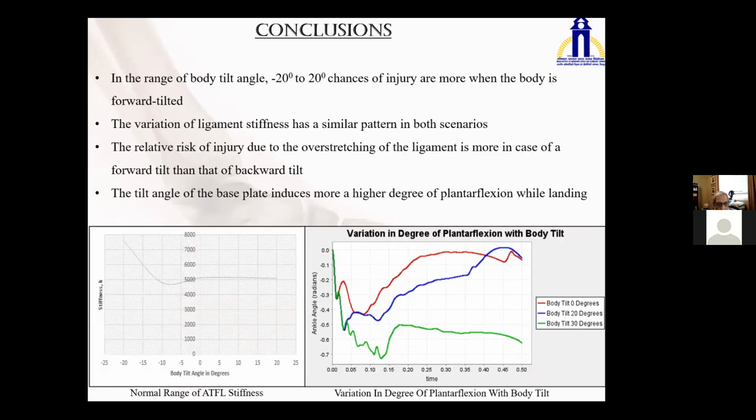This is our conclusion: in the body tilt angle range of -20 degrees to +20 degrees, the chances of injury are more when the body is forward tilted. The variation of ligament stiffness has a similar pattern in both scenarios. The relative risk of injury due to overstretching of the ligament is more in the case of forward tilt than backward tilt. Also, the tilt angle of the base plate induces a higher degree of plantar flexion while landing, as shown in the figure of the variation of degree of plantar flexion with body tilt.